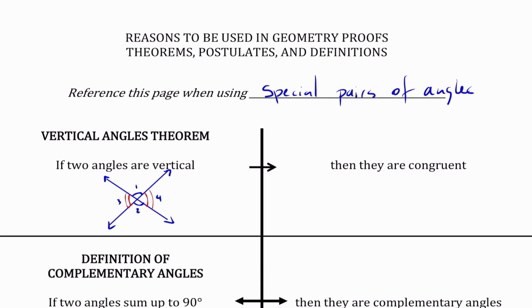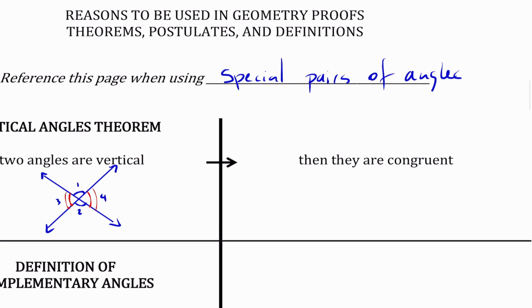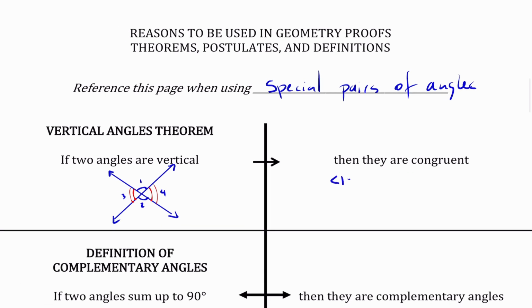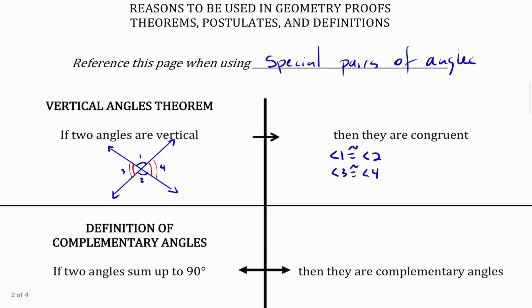So let's take a look at what we need to write here. We're going to write angle 1 is congruent to angle 2 because of the vertical angles theorem, they are congruent. We just look across. And then angle 3 is congruent to angle 4, again, vertical angles theorem, and we look across, okay? So this is something that we've already talked about at the beginning of the school year.